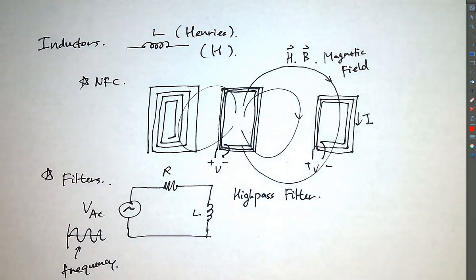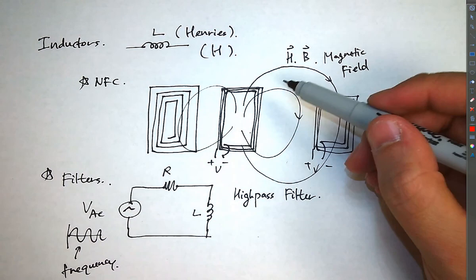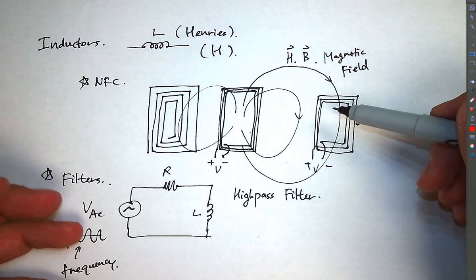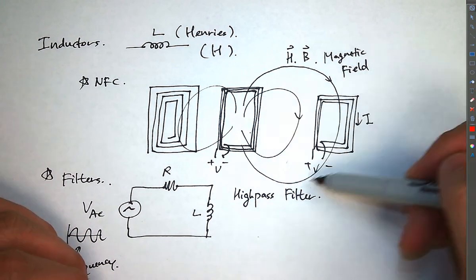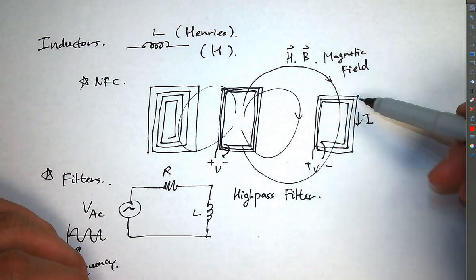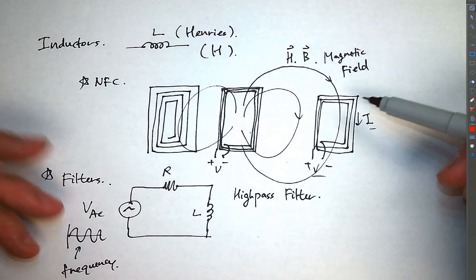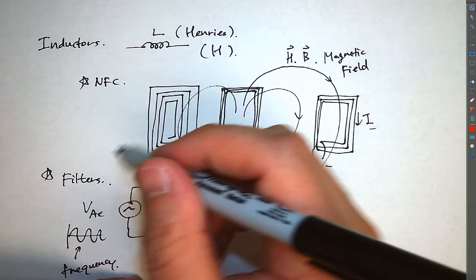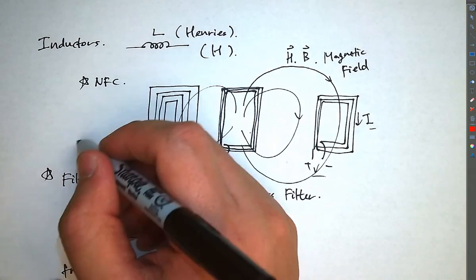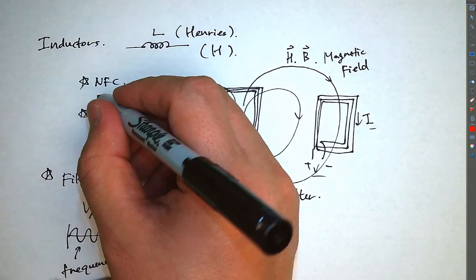Another application for this is used to power the phone. Instead of plugging it into an outlet, these magnetic fields will power the phone, as it will induce current, it will induce voltage, and it will keep on powering up the battery. So that's another application: NFC for communication purposes, also for powering the phone.